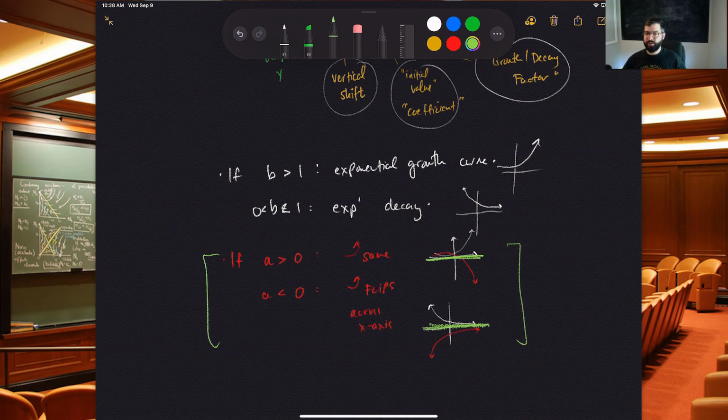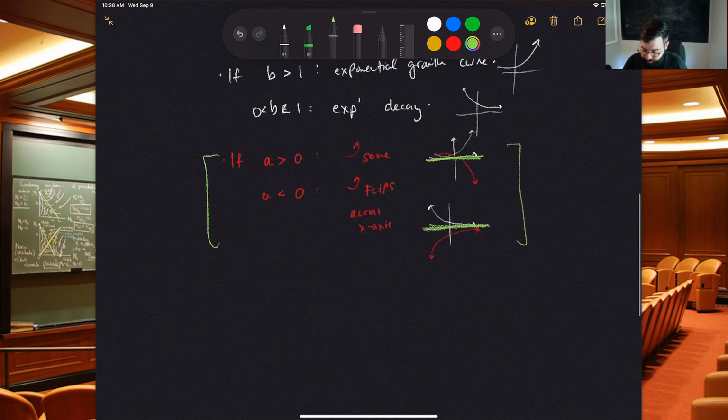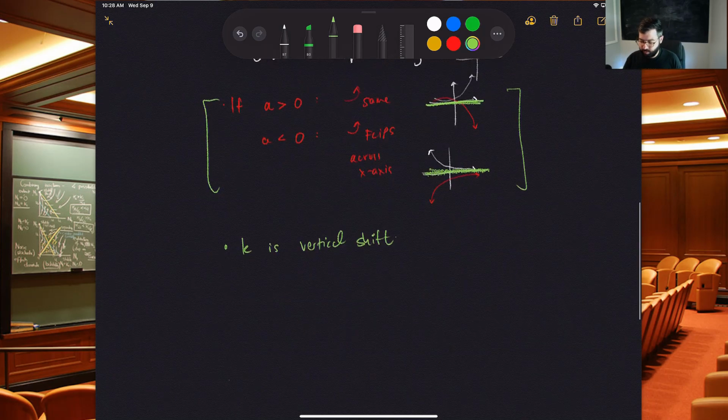Its sign changes things. Also, the size of A matters, right? If A is between 0 and 1, it's also going to kind of slow the growth of the curve initially, and it dictates where it wants to sit on the y-axis. But if there's a vertical shift of k, then that's going to move where the y-intercept is, right?